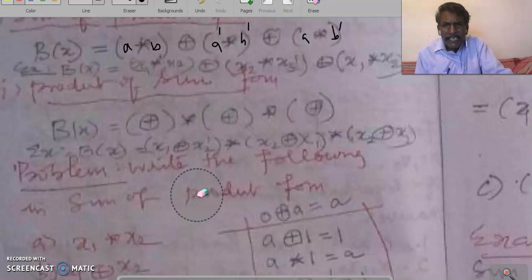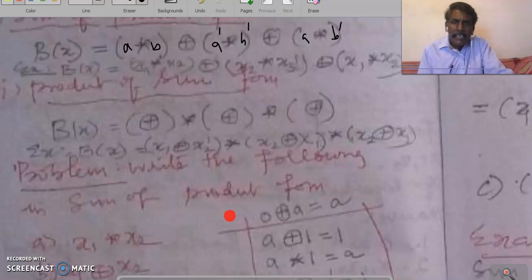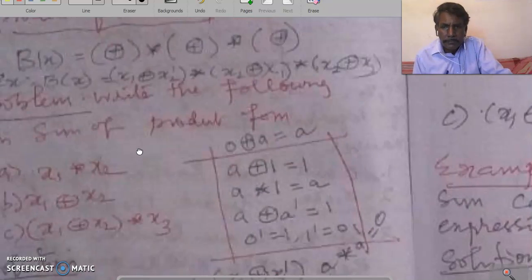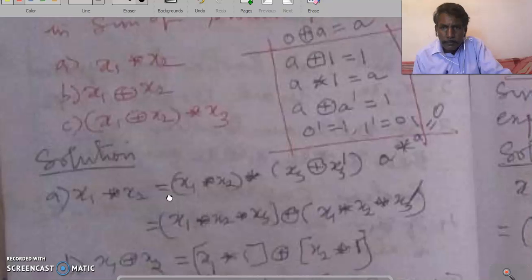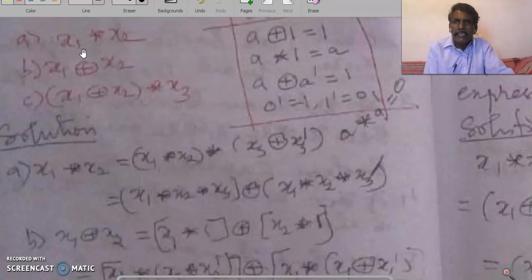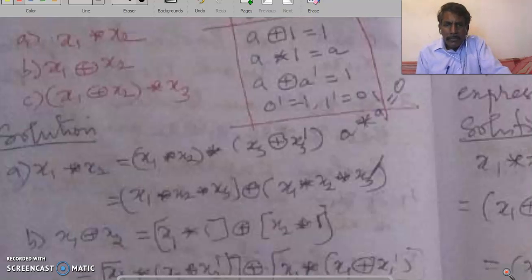Now we will take some expression here, then afterwards we'll change that into a product of sum form or sum of product form, that means join of meet form or meet of join form. That we will be seeing now. Okay, so let us take examples here. First example, second example, third example.